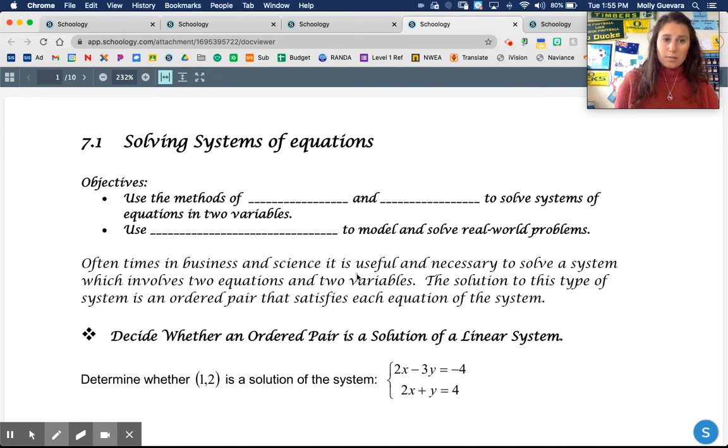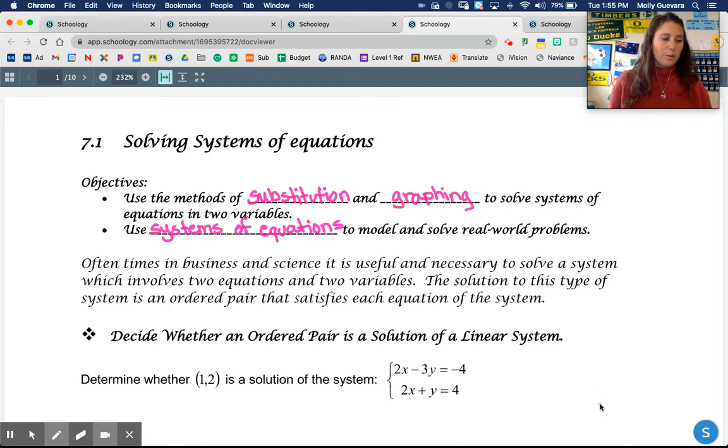Two objectives for 7.1. We're going to use the methods of substitution and graphing to solve systems of equations. So for 7.1, we're specifically just using the substitution method of solving systems of equations. And then we're going to use systems of equations to model and solve real-world problems. So how can I use my systems to actually solve these real-world problems?